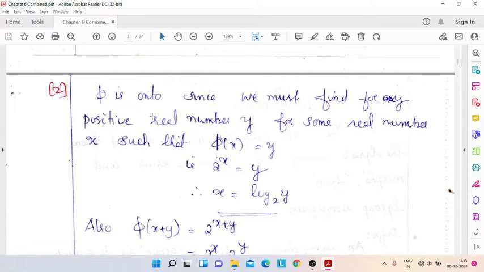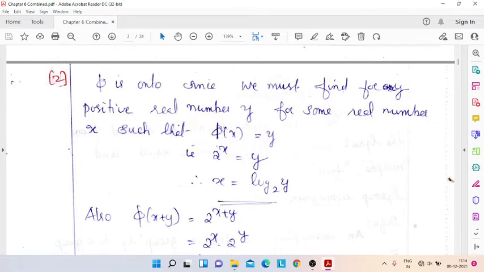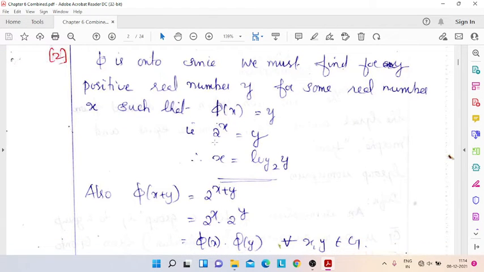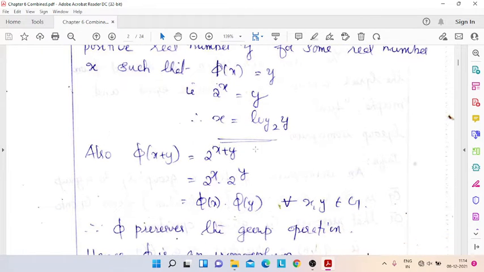To establish that phi is onto, we consider an arbitrary element of the second group, say y. Then corresponding to this element, can we find an element x in the first group such that phi of x equals y? You can see that it is possible. Why? Because 2 raised to x must be equal to y, and by taking logarithm on both sides to the base 2, we can find x equal to logarithm of y to the base 2.